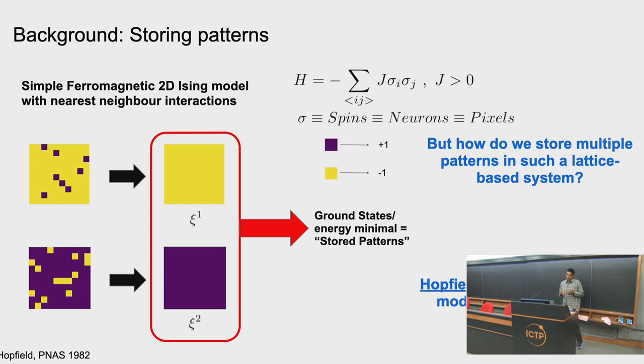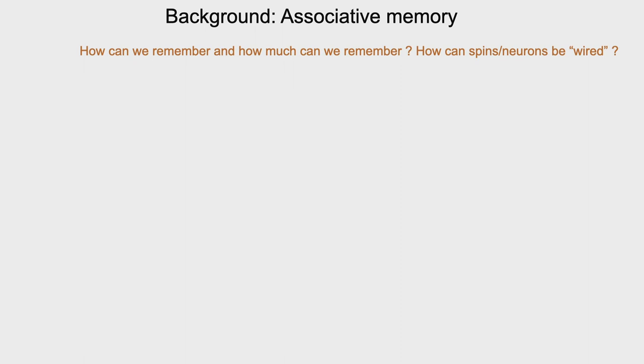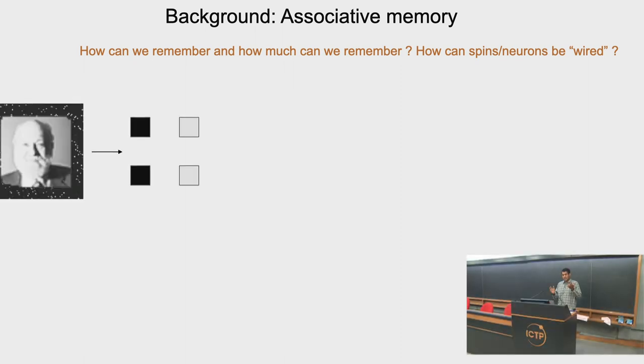And this brings me to what will be a vehicle for the majority of my talk, the Hopfield model or Hopfield networks. So these are paradigmatic models for memory storage. This was first put forward by Hopfield, Ninio, and others in the 1980s, and has since then evolved into a foundational model in neural networks and also some parts of neuroscience. So how does this work? It's actually inspired by neural learning rules.